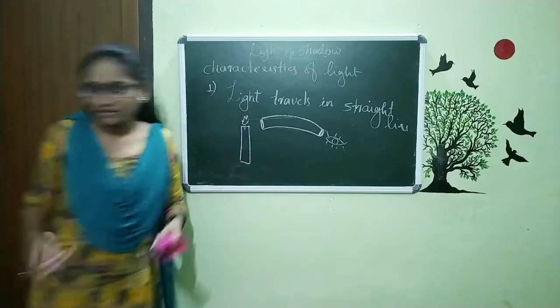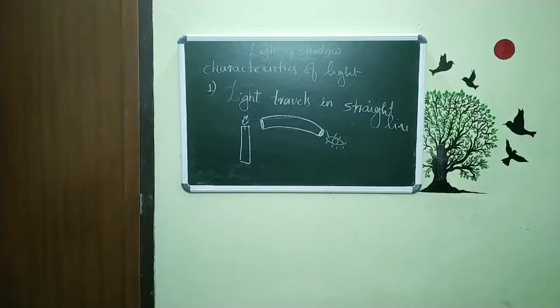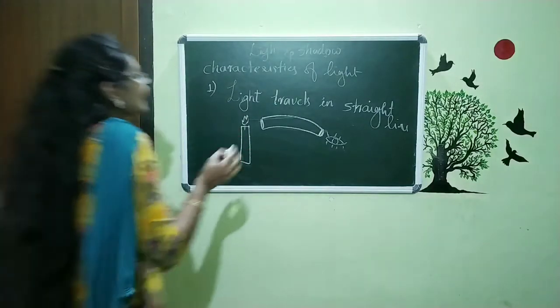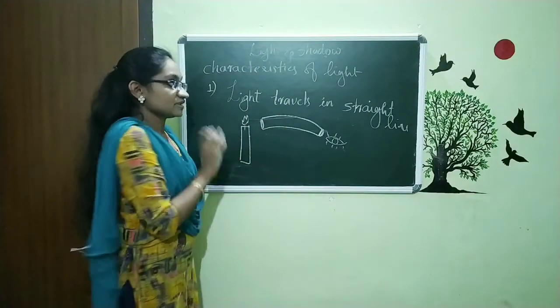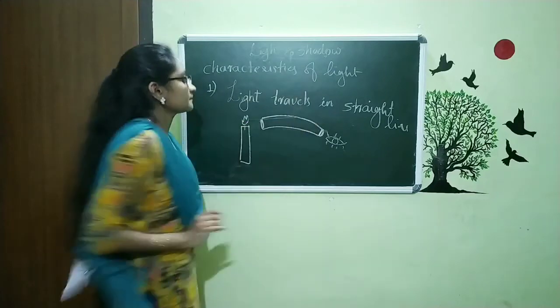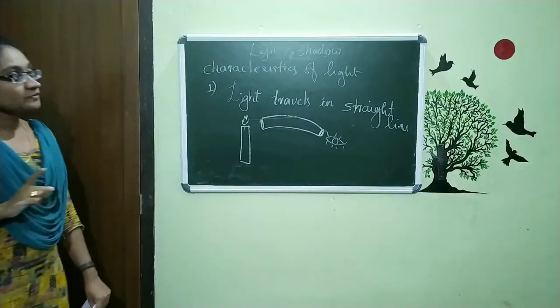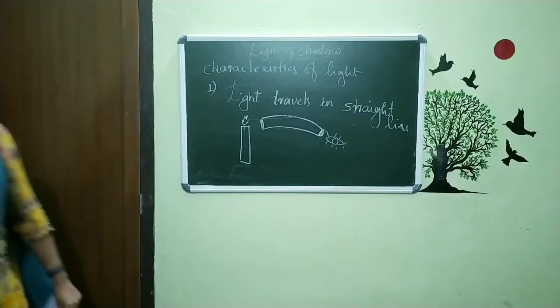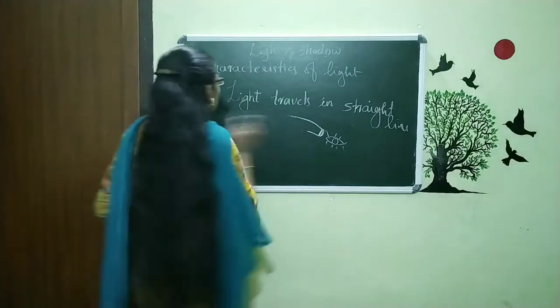Here, you do not need to study the activity itself, you just want to understand it and study the characteristics. This statement: light travels in a straight line. Only study this statement. Now, we are moving to the second property, that means the second characteristic of light.